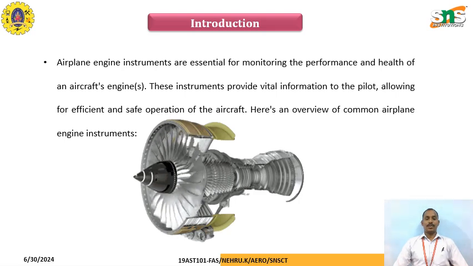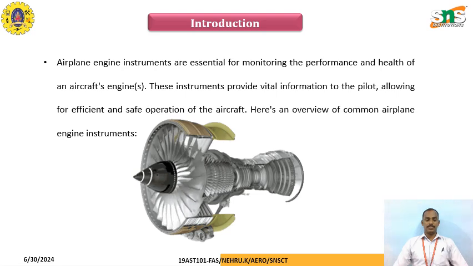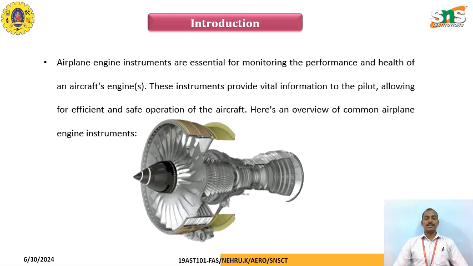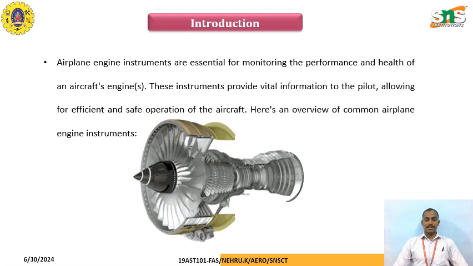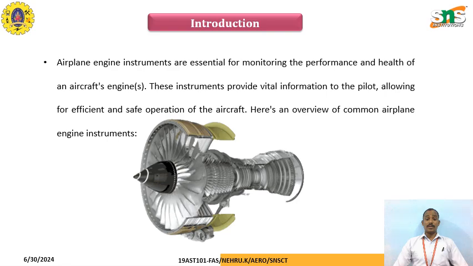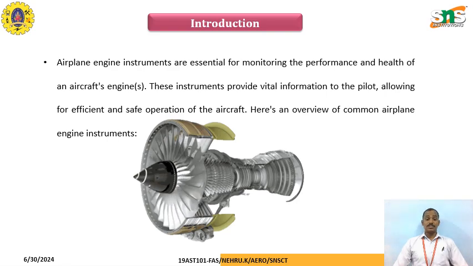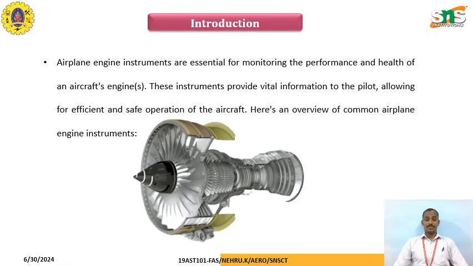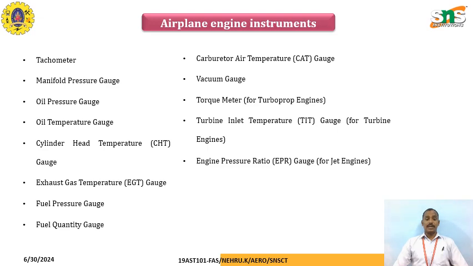Here is an overview of the common airplane engine instruments we're going to see. The engine consists of the inlet, compressor region, turbine region, combustion chamber, and the exhaust. These are different rotating components operating at very high temperature and very high pressure. So this has to be measured, analyzed, and monitored in various operations for safe flight operation.